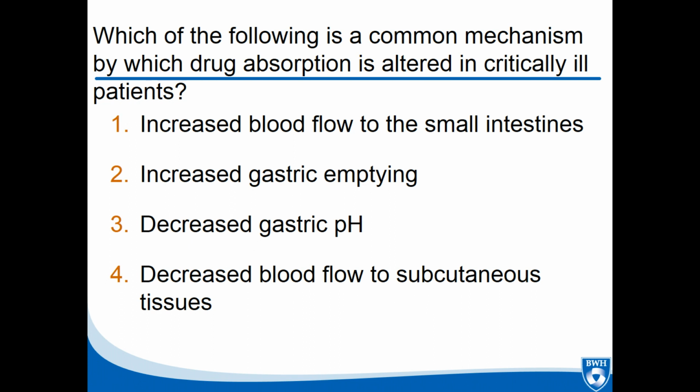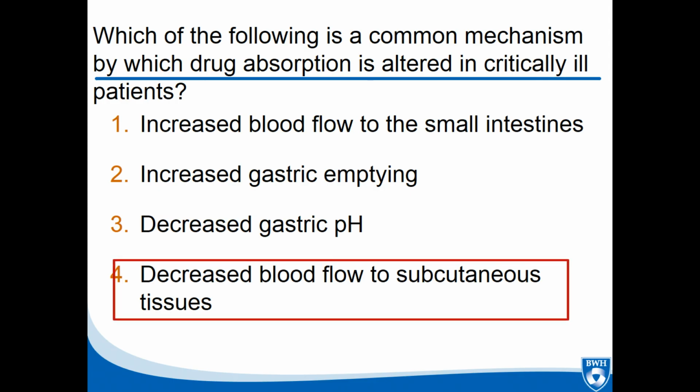So here is just a question to think about. Which of the following is a common mechanism by which drug absorption is altered in critically ill patients? 1, increased blood flow to the small intestine. 2, increased gastric emptying. 3, decreased gastric pH. And 4, decreased blood flow to subcutaneous tissues. The answer here would be 4, decreased blood flow to subcutaneous tissues. The other 3 are incorrect.